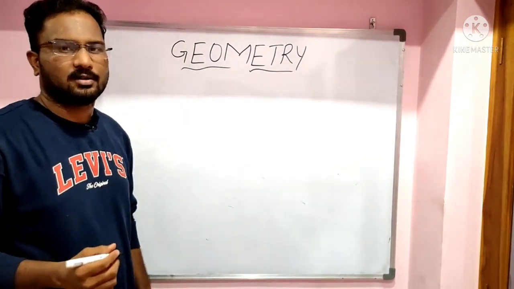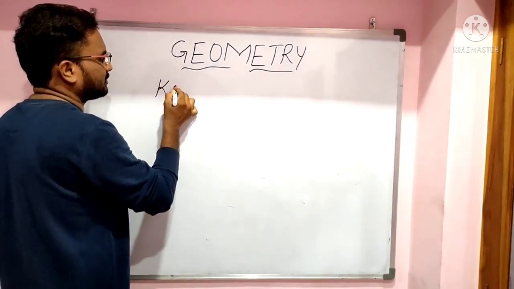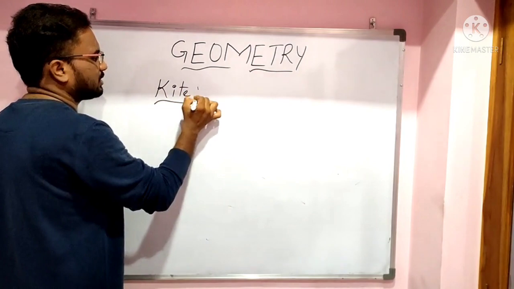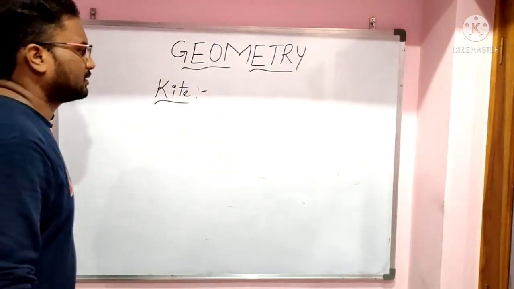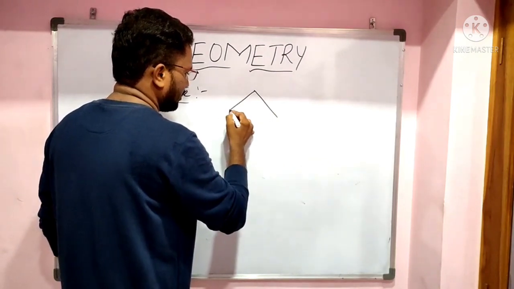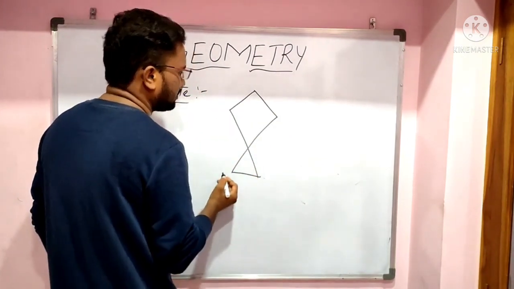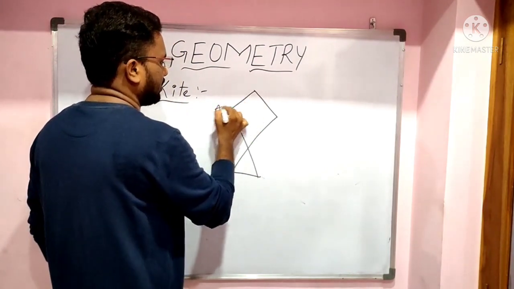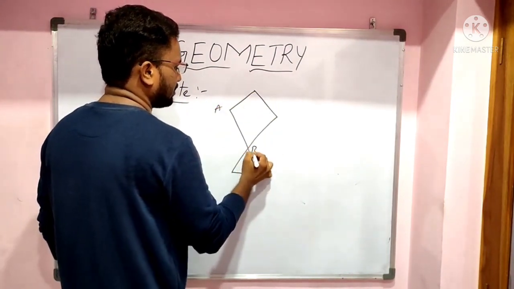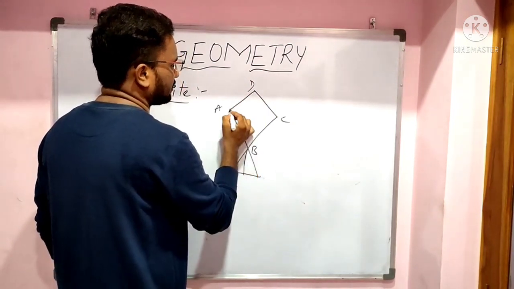Next one, a special type of quadrilateral, that is kite. One special type of figure. So how does the kite look like? This is the kite, A, B, C and D. The kite looks like this.